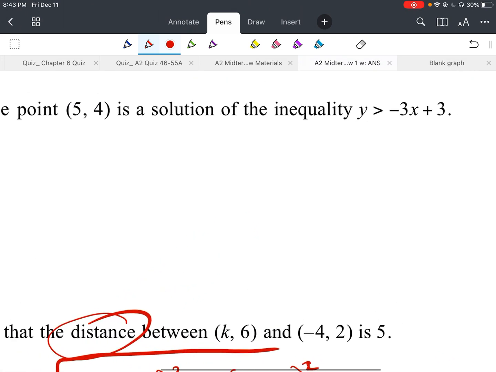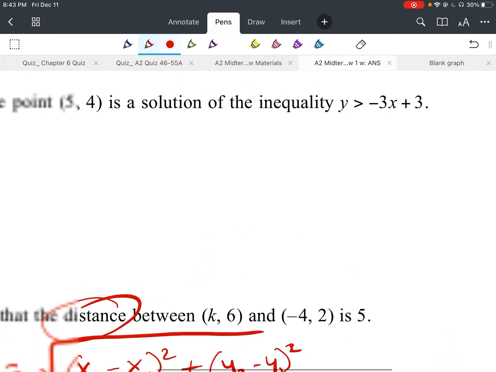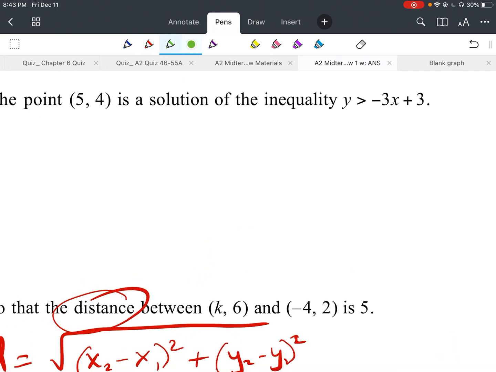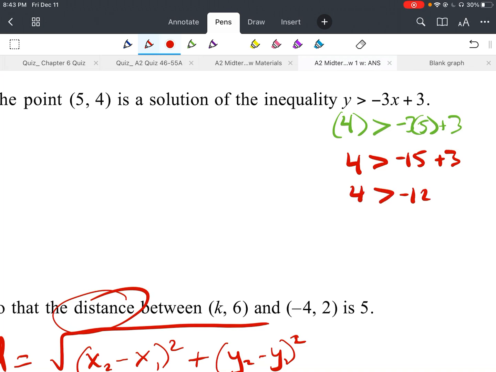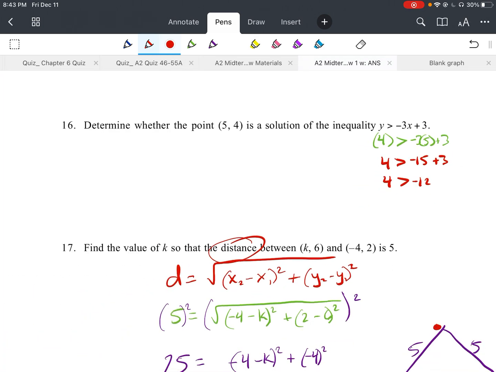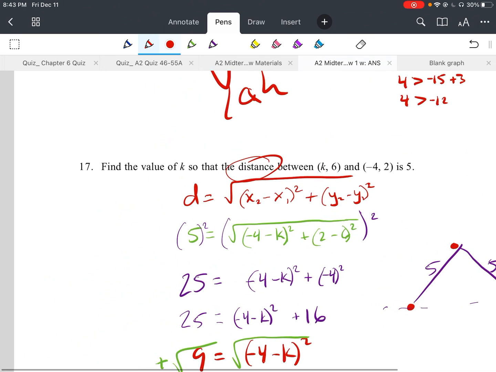Is this point a solution of the inequality for number 16? If it is a solution, when you plug it in, it will work. So put 4 in here for y. Is 4 greater than -3 times 5 plus 3? Let's see if it is. So 4, is it greater than, this is -15 plus 3, and -12 is definitely less than 4. So is it a point of the thing? You just say, yeah. Okay, good stuff.